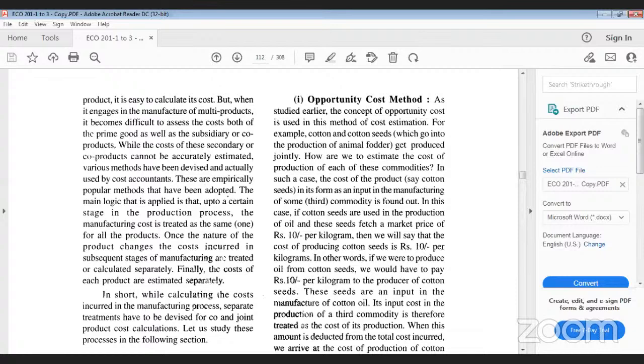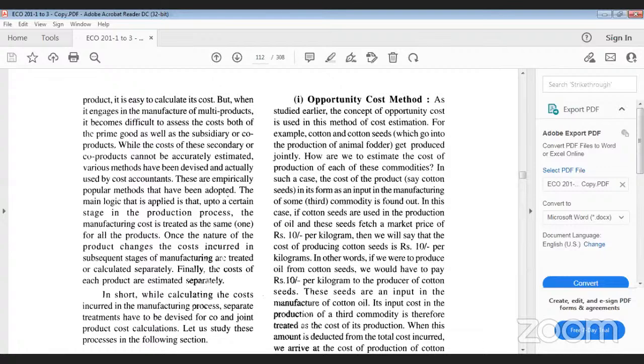In short, while calculating the cost included in the manufacturing process, separate treatments have to be devised for co-product and joint product cost calculations. Let us study the process in the following sections.